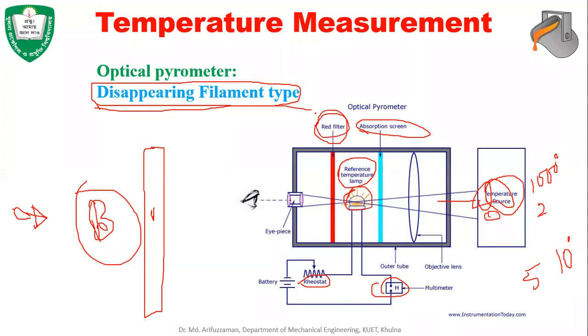That is why this red filter is there. Whatever light comes from a body, only the red wavelength of that body will pass through this screen.